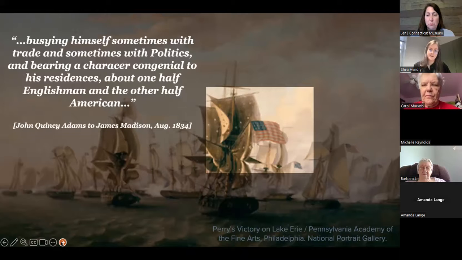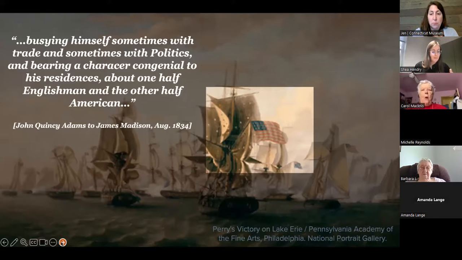As late as 1834, John Quincy Adams would describe one such man as about one half Englishman and the other half American. By Adams' estimation, this man claimed to belong to both countries and might have a reasonable claim to the rights of citizenship or of subjection transferable with his person at his own option.